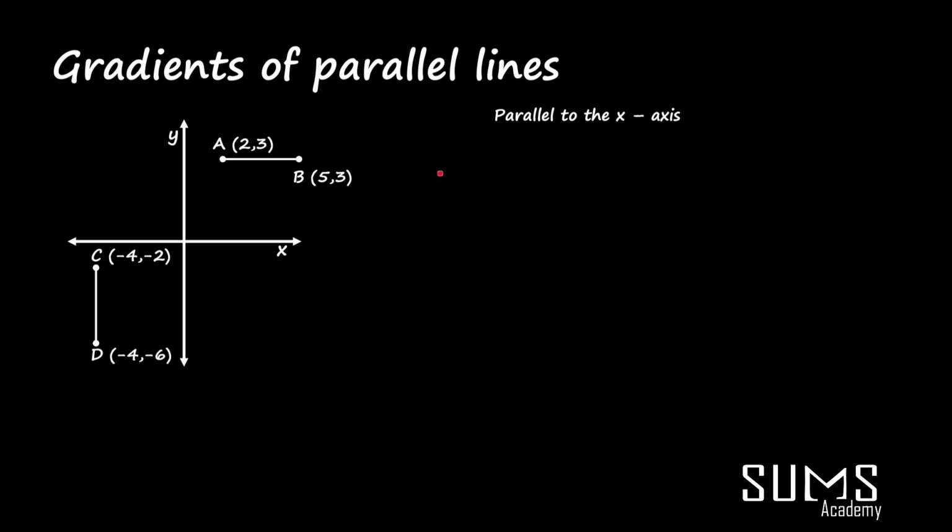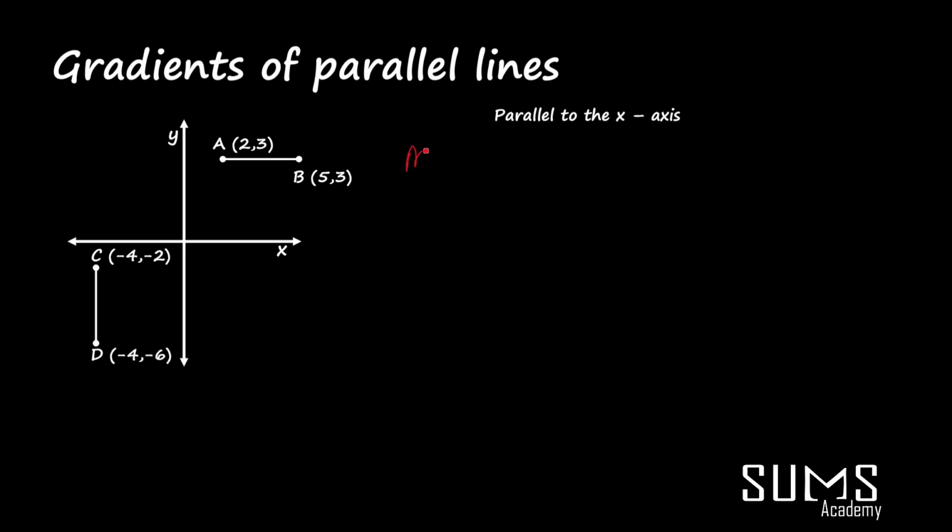Hello, and in this lecture we're going to be investigating the properties of gradients of parallel lines. When you have a line that's parallel to another line, there's a common property about its gradient. I'll start off with a classic example of a line that's parallel to the x-axis. Take this line AB, which is parallel to the x-axis. You might be able to tell straight away what the gradient will be, but I'm going to do an example so it's a bit clearer.